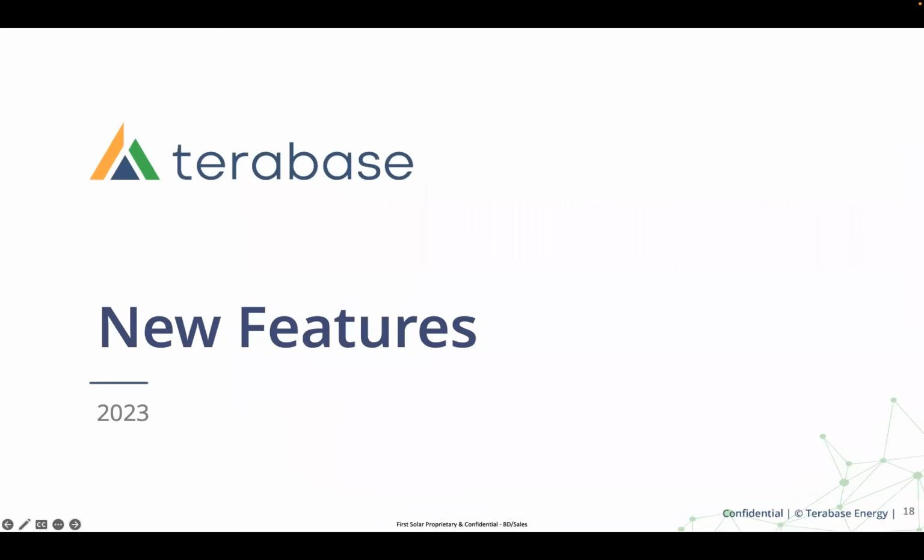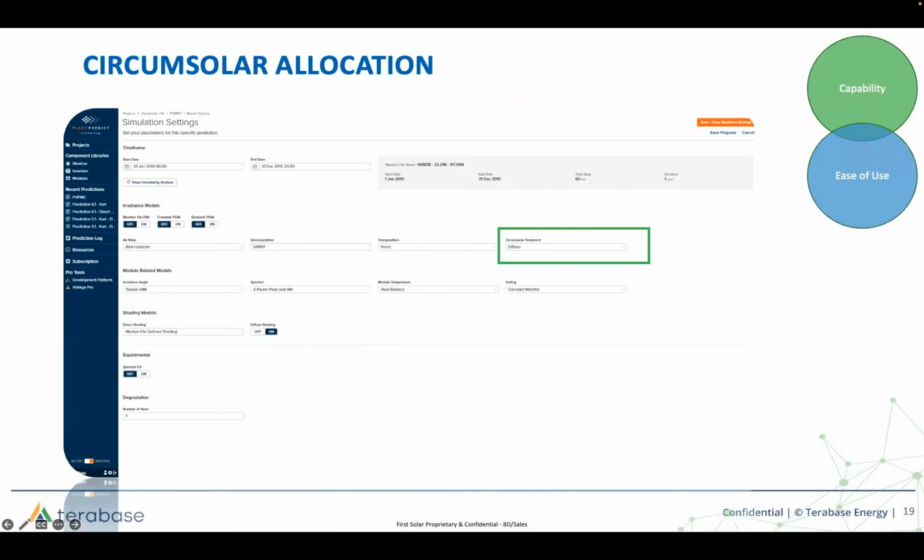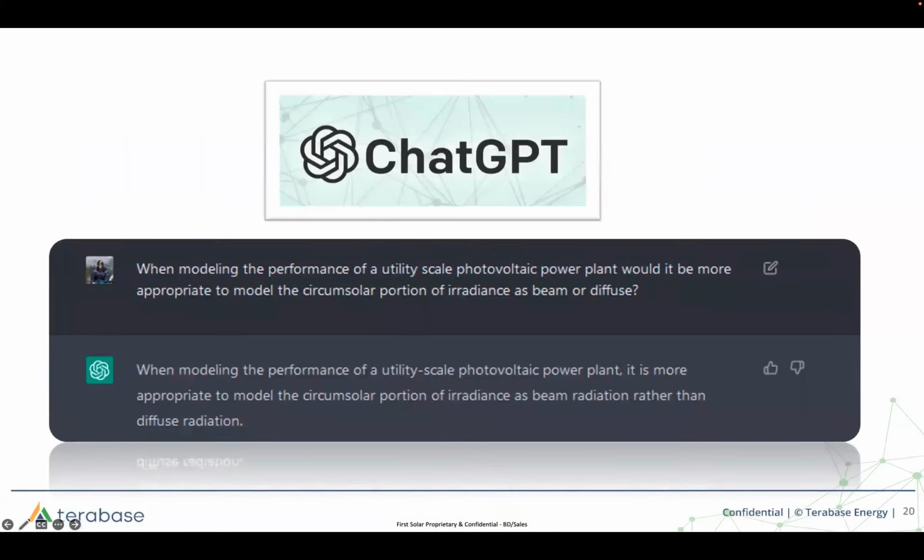So, time to spew new features. We now have circumsolar allocation. We're following PVSyst here. Now you can change your circumsolar allocation from the diffuse part to the direct part. We wanted to make sure we knew which one was the right one to do, so we asked ChatGPT. And it's the beam, so that's the end of the debate there.